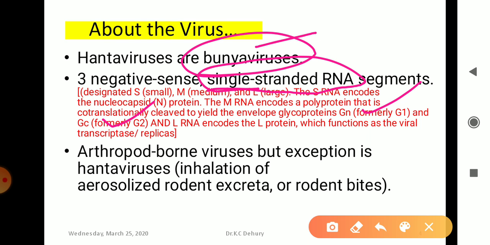And all the viruses belonging to the Bunyavirus family are transmitted through arthropods. The exception is the Hantavirus, which is transmitted by rodents, that is, the mouse.